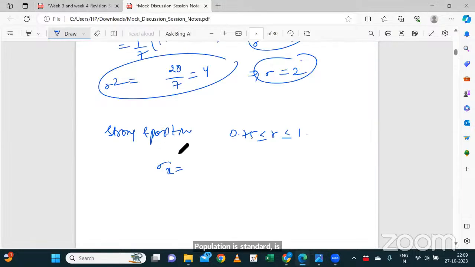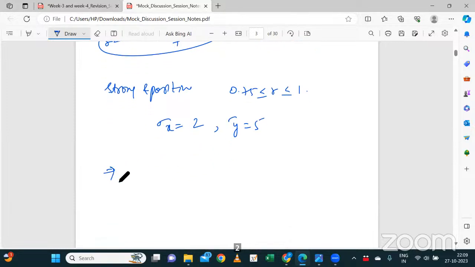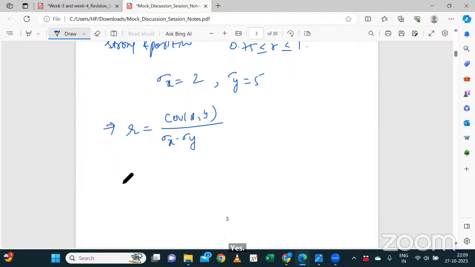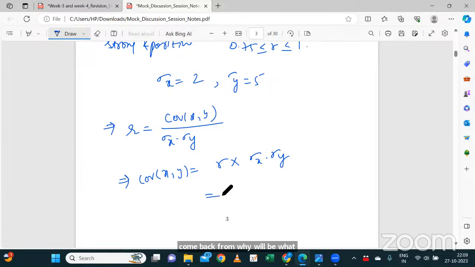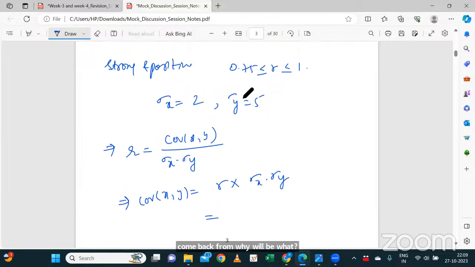Now, tell me, population standard deviation is what for X? So it's 2, X means, let's say class 10, and another is 5. It is about covariance, right? So, R is covariance between X comma Y divided by sigma X into sigma Y. So covariance of X comma Y will be R into sigma X into sigma Y. R can be any value from 0.75 to 1, right? This sigma X into sigma Y will be 2 into 5, that means 10 times R.